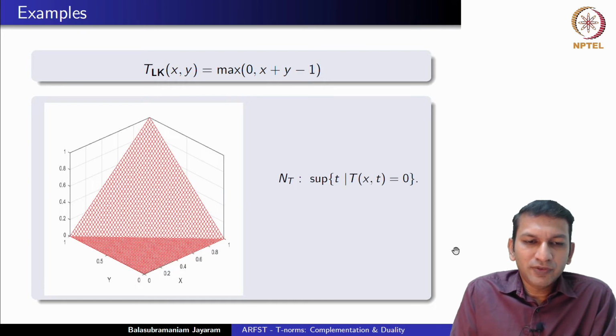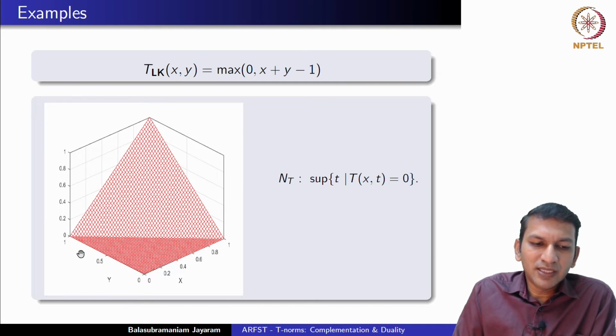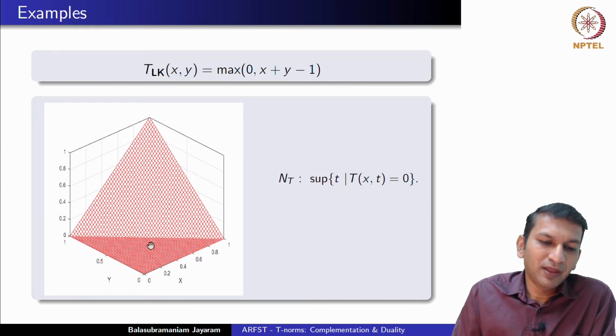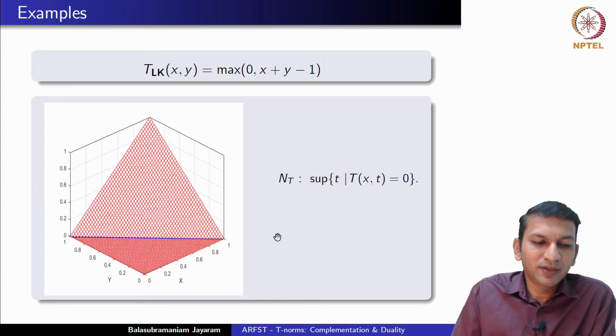Now, this is the Lukasiewicz T-norm, the graph of it. And what is the natural negation? It is the supremum of all those t such that T of x, t is 0. Now, what does it say? It says for a given x, you find all those t such that T of x, t is 0. So somehow it seems to be talking about the 0 region of the T-norm, essentially what lies on the floor on the xy plane. Now if you look at this Lukasiewicz T-norm, let's look at the boundary of the 0 region, which is now marked in blue. Remember, it is a continuous T-norm, so the boundary belongs to the floor as well as to the rising surface.